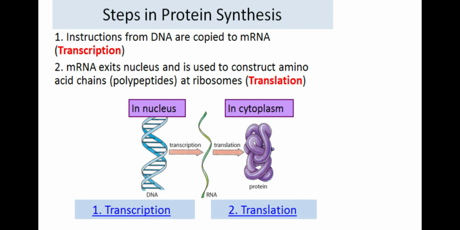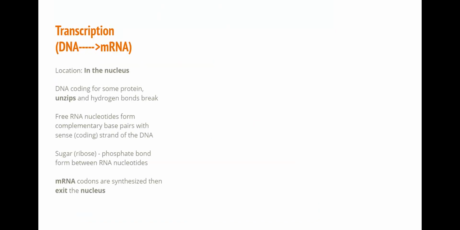There are 2 steps to make proteins in your body. The first is transcription, the second is translation. The first part happens inside the nucleus, the second happens in the cytoplasm. I'm going to go through both of them today in the notes, and then tomorrow we're going to draw the process together. So what is transcription? Essentially, transcription is DNA to messenger RNA.